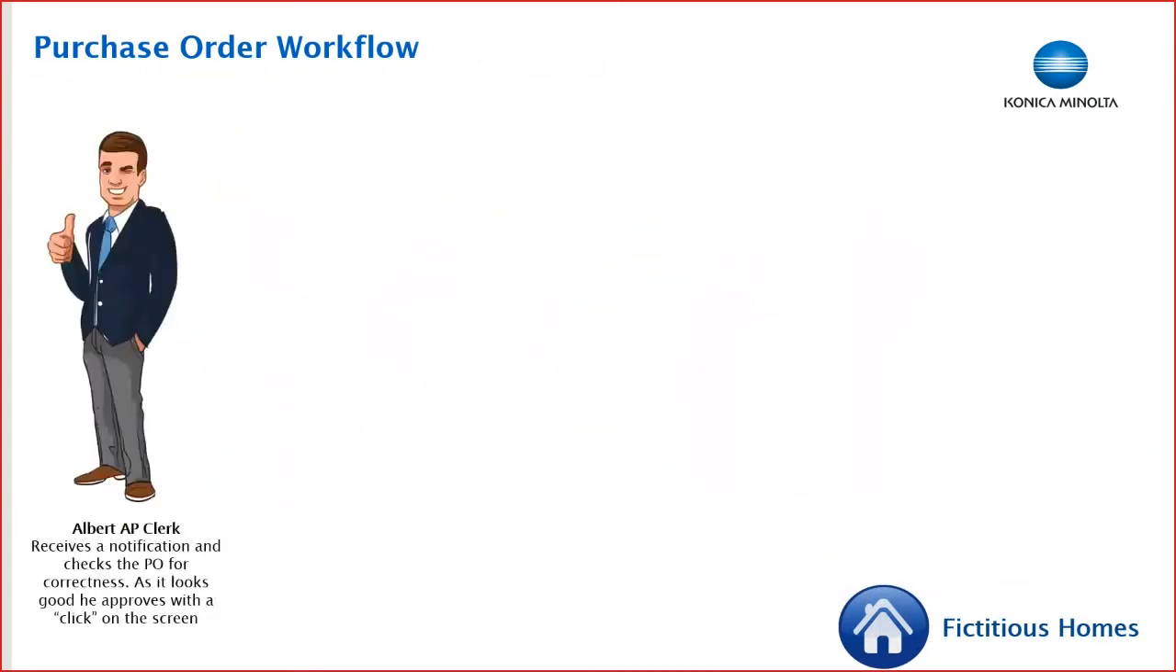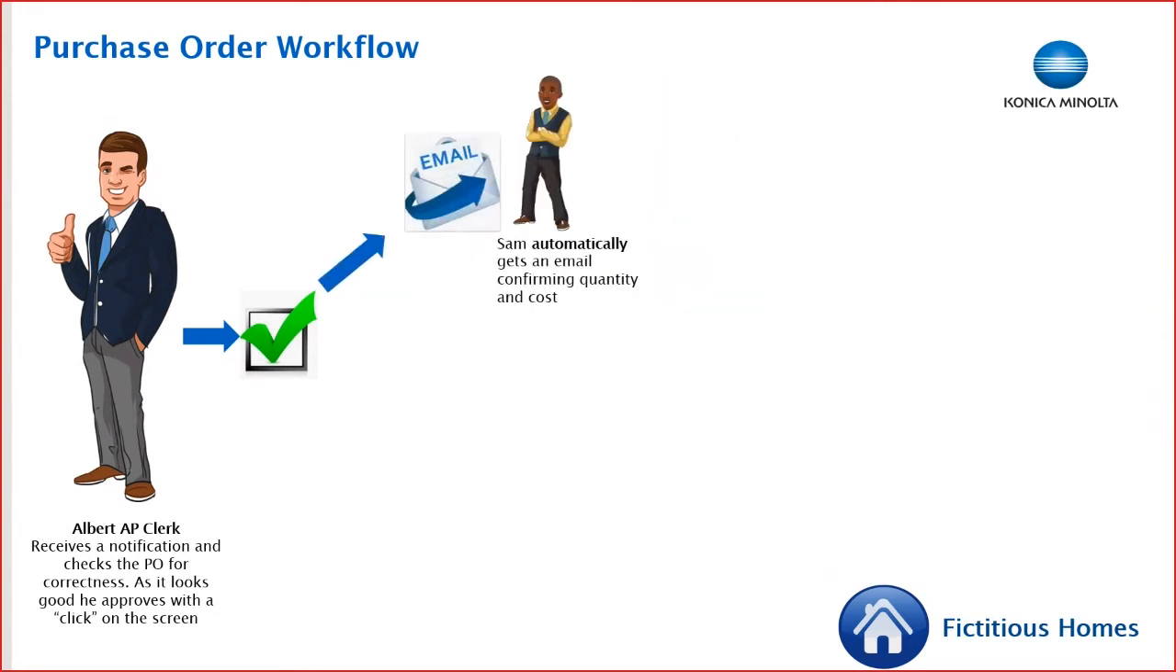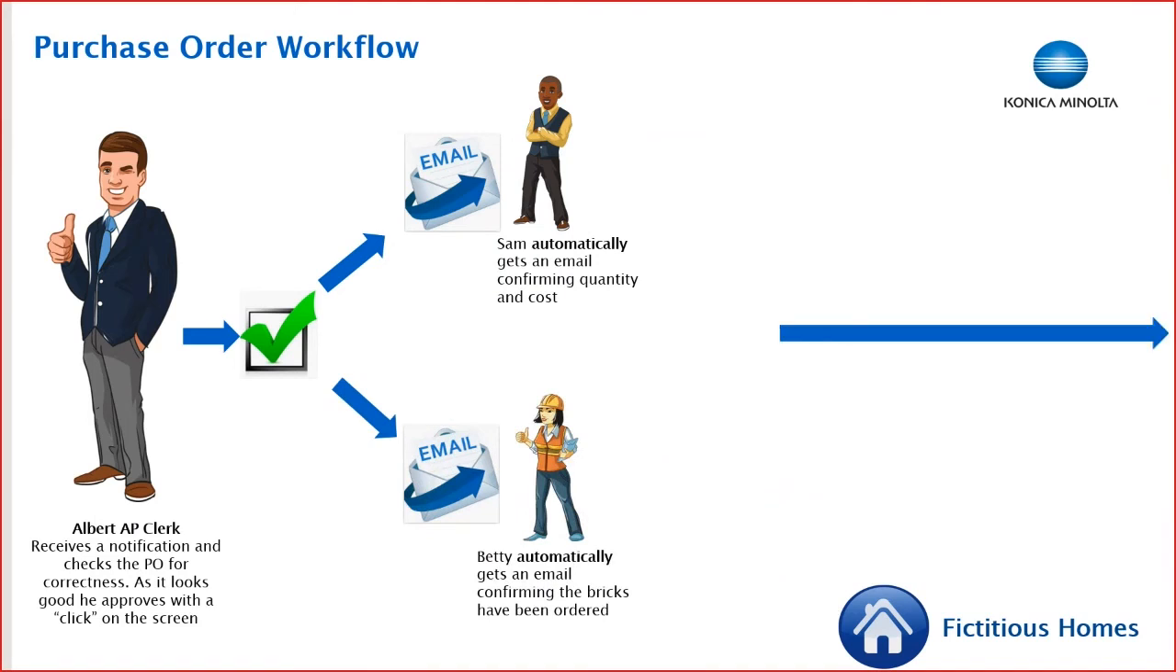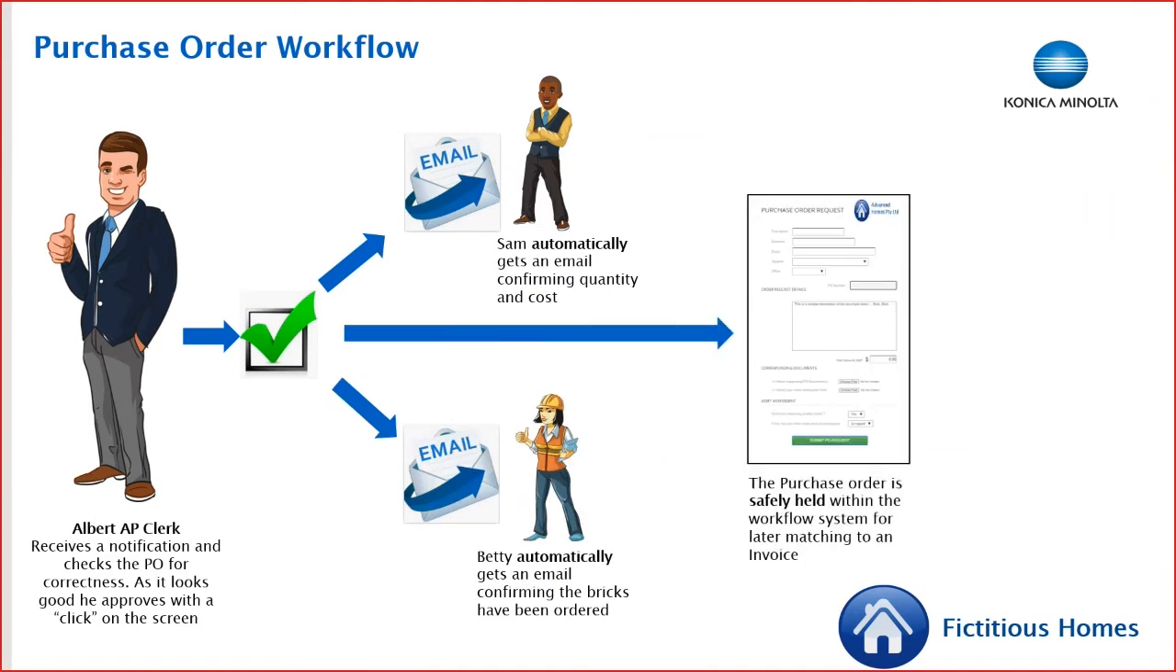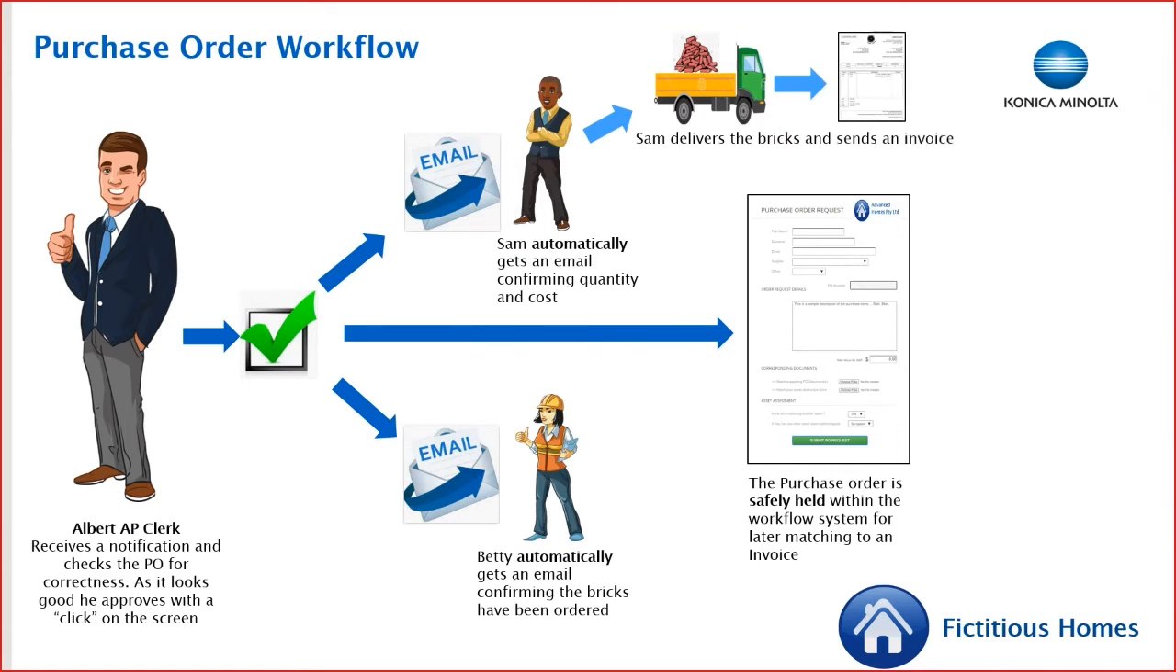So that workflow is automatically flagged to the accounts payable clerk. And the accounts payable clerk, if it's within their purview to do so, will approve that or not approve that. It can be automatically checked against budget and all sorts of different things as background and automated operations. But basically, once it's approved, Betty gets an email confirming the bricks have been ordered. Sam, the supplier, gets an email confirming the quantity and cost. And then Sam is able to produce an invoice and deliver out to the client. The purchase order is safely held within the workflow system for later matching to an invoice.